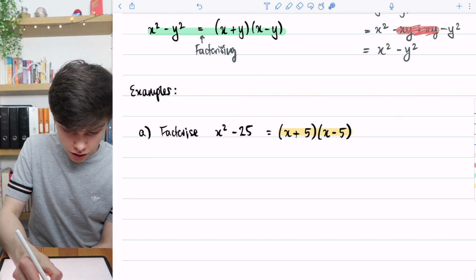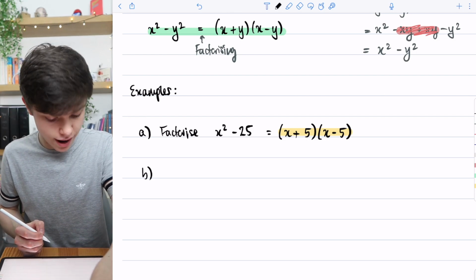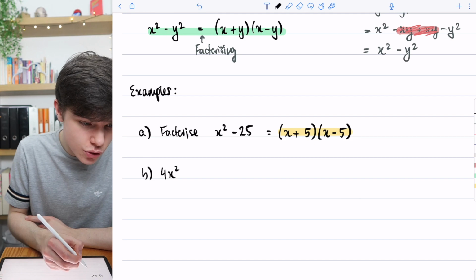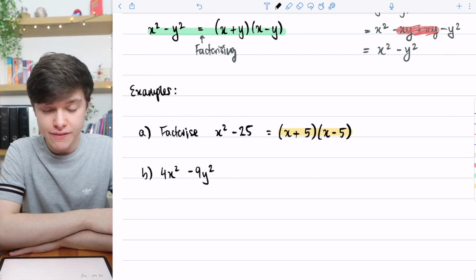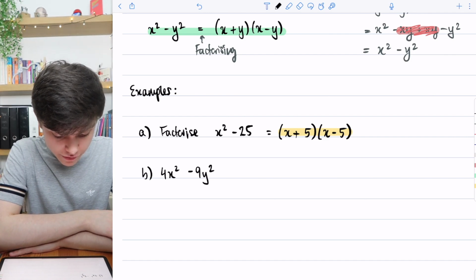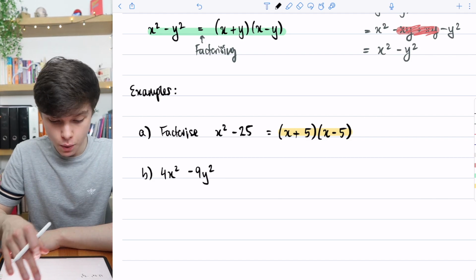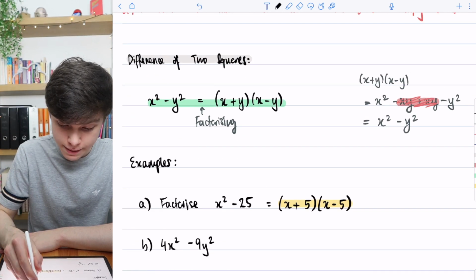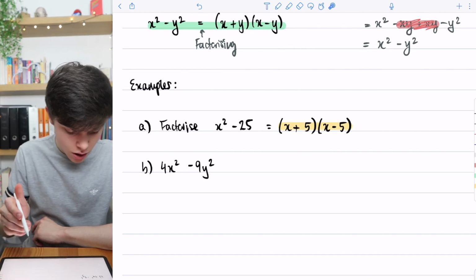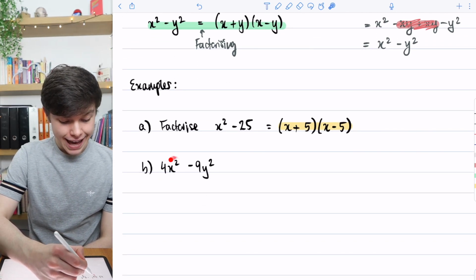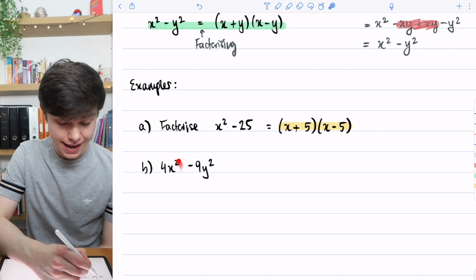Okay, let's have a look at another example, and I will pull one out of the book. We'll have a look at 4x squared minus 9y squared. So pause and have a go if you want to, and we will factorise that expression. So what we're going to do is check whether we can use this difference of two squares method here. We need to check, have we got a square number minus a square number? Well, we've got 4 times x squared. 4 is a square number and x squared is a square number. So this is a square number.